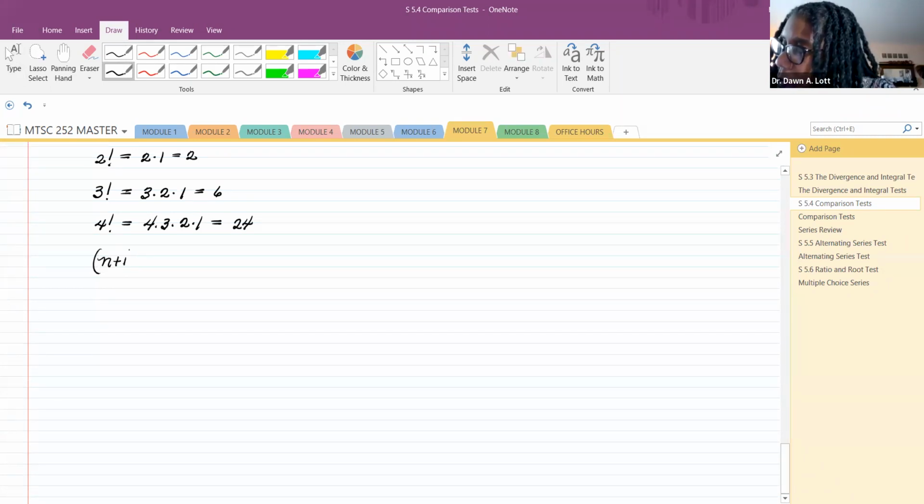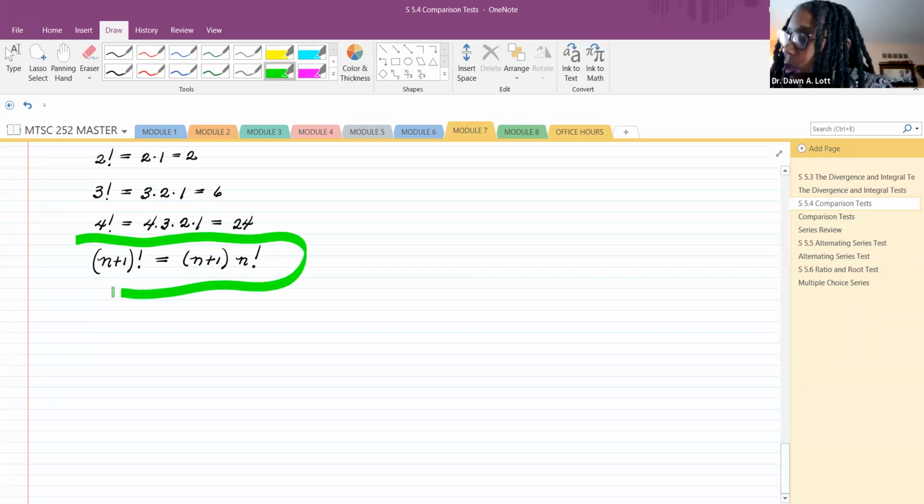1 factorial is the same as just taking n plus 1 and multiplying by n factorial, because n factorial gives you the product of everything up to n. So n plus 1 factorial is the product of everything up to n plus 1. So you only have to multiply all the stuff that you've already done by the next number. So we're going to use this. This is real important. We're going to use this in the next section.